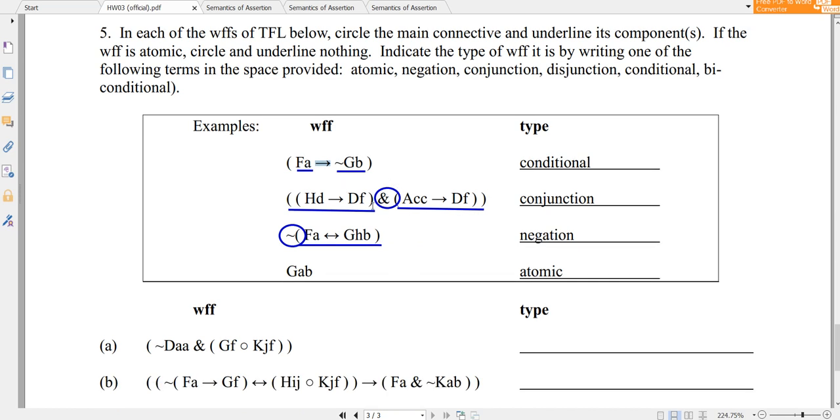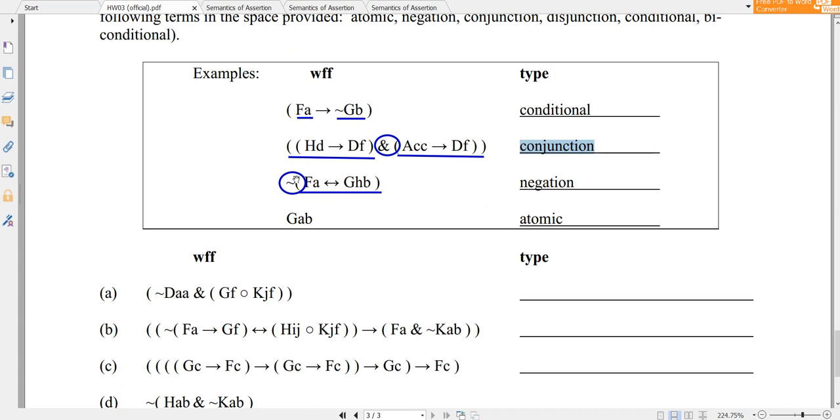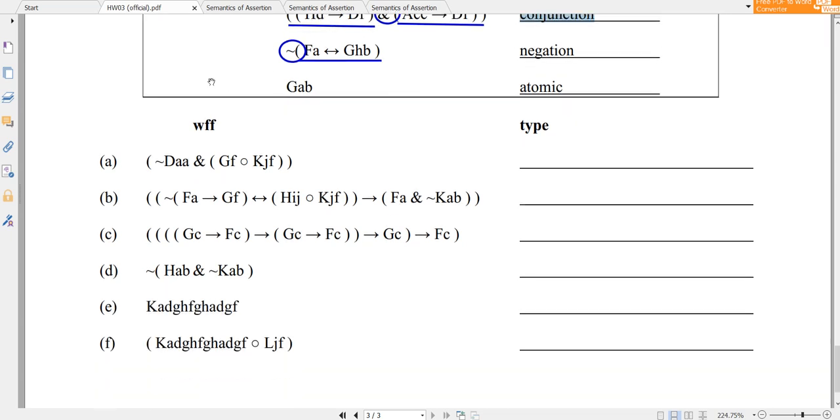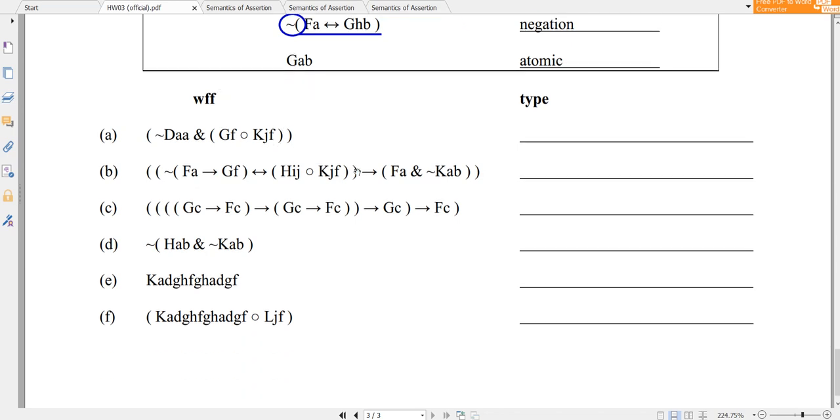Okay, here you have to identify the main connective. That's the ampersand. You underline the components and then tell me what type it is, conjunction. And the trickiest thing here is just to pay attention to the negations, and that's what's nice about this example, is that we do pay attention to the negation, and we underline the component, which is this whole thing that it's negating. So be on the lookout for those tricky negations. I think that you're pretty good at finding what the main connective is. It's just a matter of paying attention to the brackets and where they are and what they're doing. I have full confidence that you'll be able to pull this off.